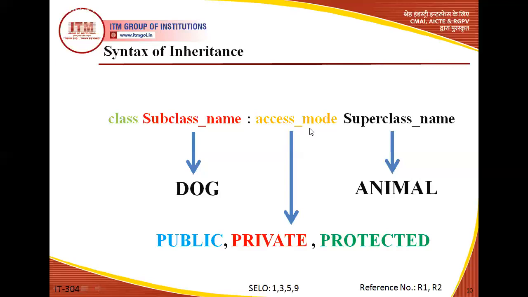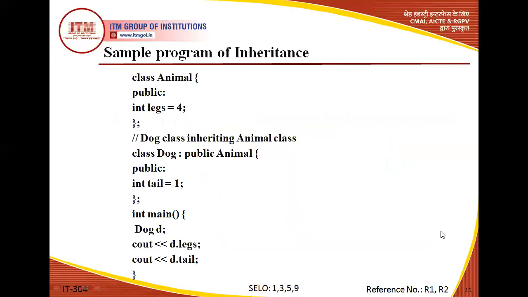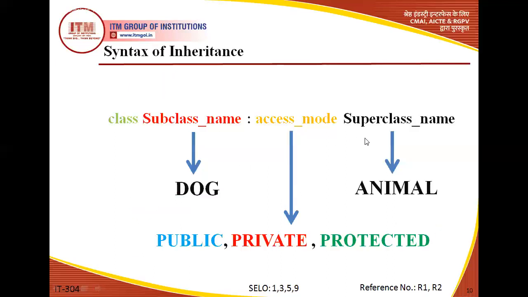And what are those things? This we will cover in my next slide. So next is the superclass name. Here you are supposed to write the name of the parent class whose properties you are going to inherit in the subclass. Now let us understand the concept of public, private, and protected. Before that, you can just see the sample program of inheritance, and how this syntax is actually included in the program.